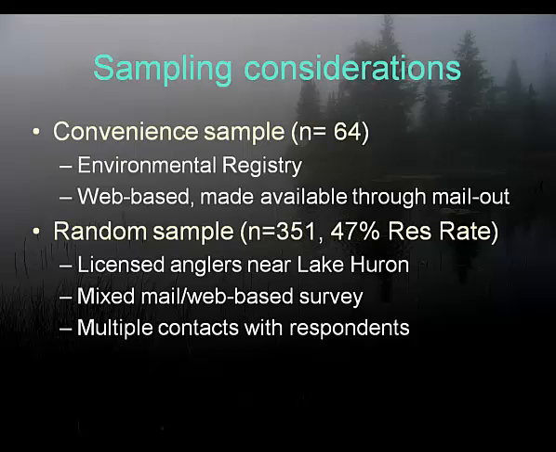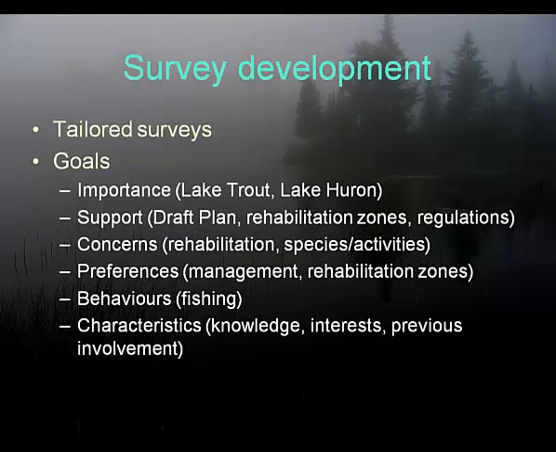The other part of it was we did a random sample. We went to the Sportfish License database, and we randomly selected 750 anglers that lived in the area around Lake Huron. We've determined that from the postal codes. And we sent them out a survey, a little bit simpler survey, as I mentioned. And we contacted them a couple of times to try and twist their arms to fill these things in and get them back. So we were able to get about 47% back from them.